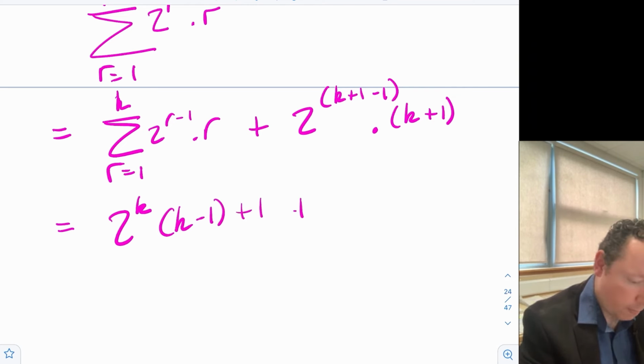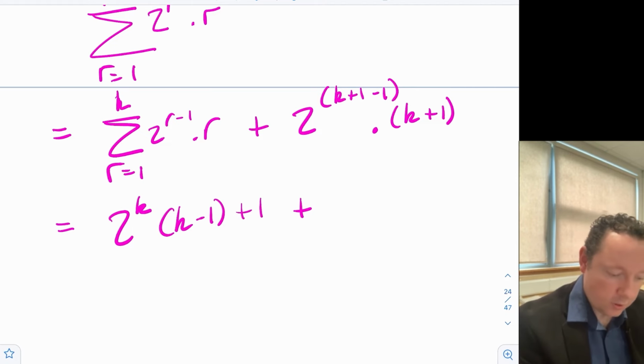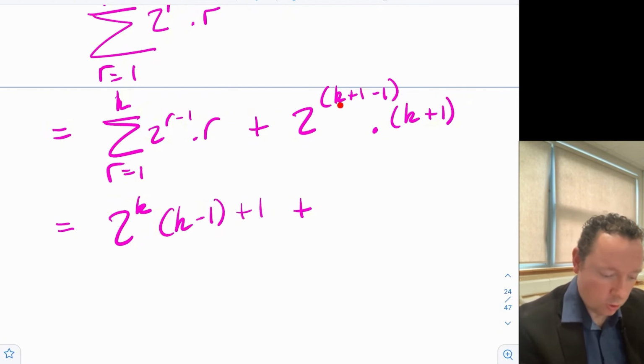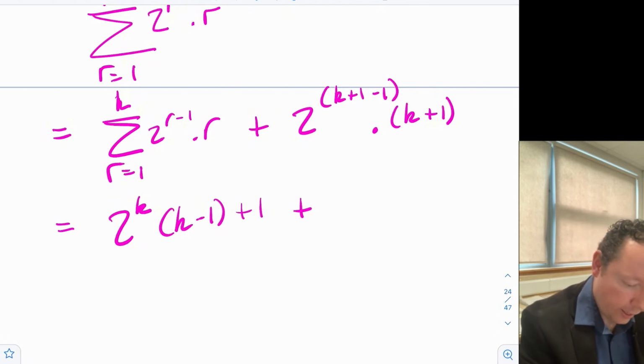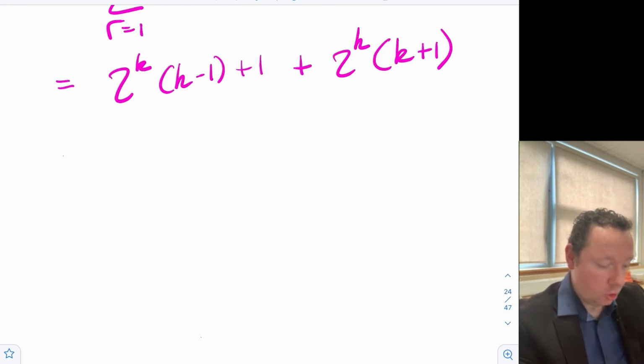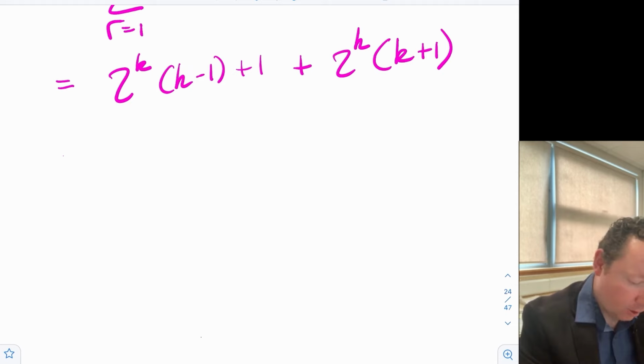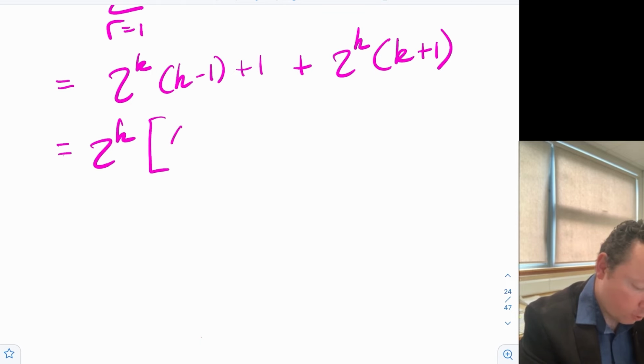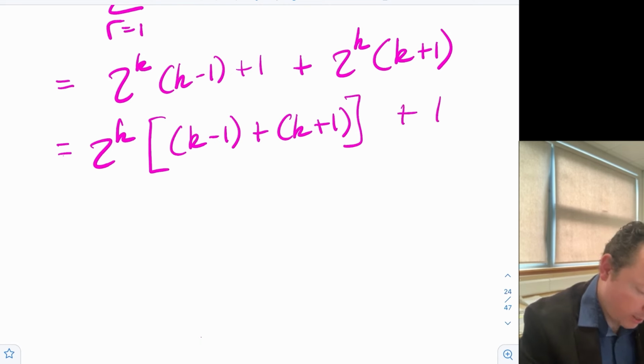Plus r. Now, we can tidy this up slightly. That's k plus 1 minus 1, which is just k, so 2 to the k times k plus 1. So we've got 2 to the power k as a common factor. We can just leave the 1 on the end. So that means we've got 2 to the power k, and we've got k minus 1 plus k plus 1. And we've got our plus 1 hanging around the end.